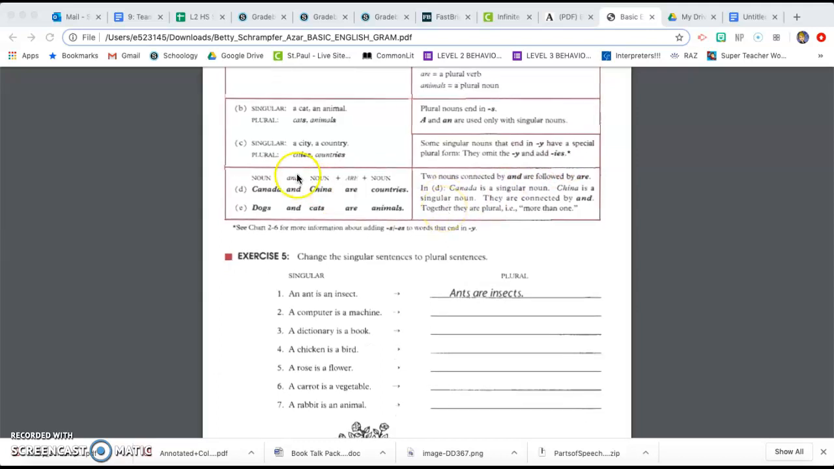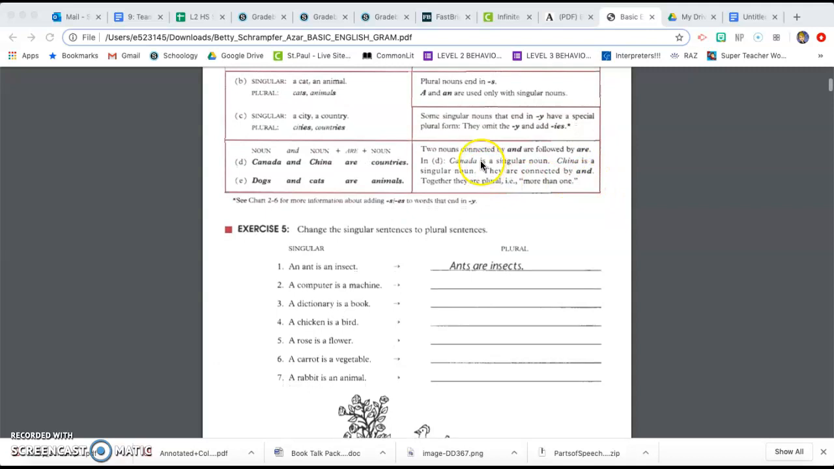Here are some more examples. Canada and China are countries. Dogs and cats are animals. Two nouns connected by and are followed by the word are. Canada is a singular noun. China is a singular noun. They are connected by and together they make plural. I could say Pasemu and Matu are girls. When I connect their two names with and, it makes it plural, two.